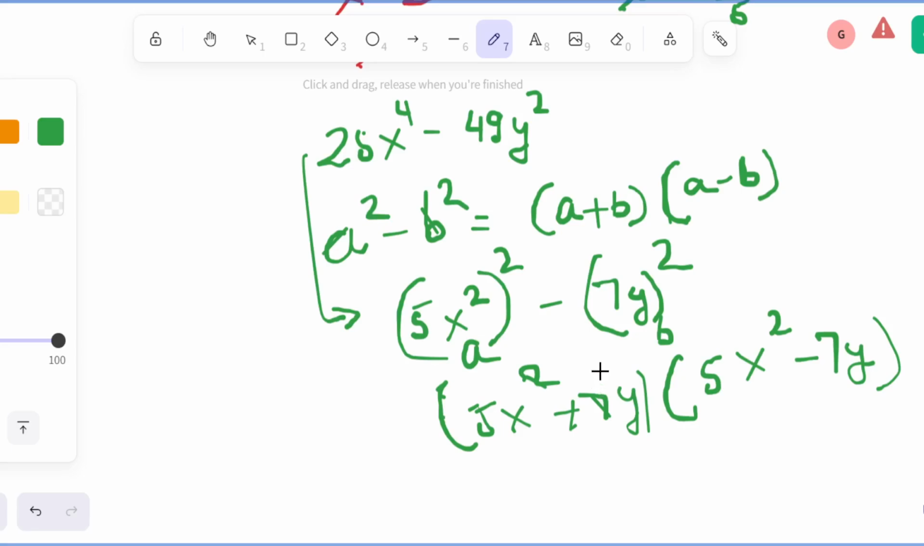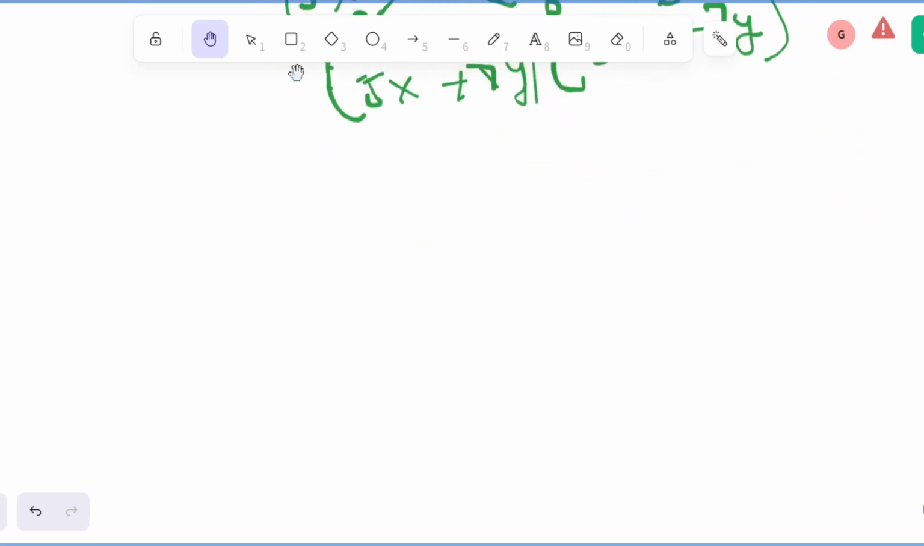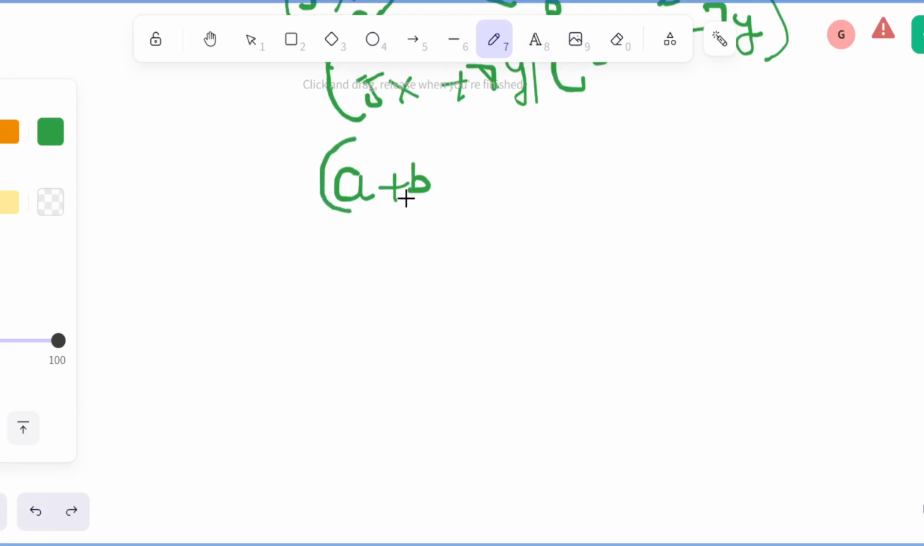You have many other identities like a plus b raised to power 2, which is a square plus b square plus 2ab, right? Let me write it down. You have many such identities, but these are the main ones. a plus b raised to power 2, a very popular one, we would have studied in even lower grades as well. So a plus b raised to power 2 is a square plus b square plus 2ab, right?